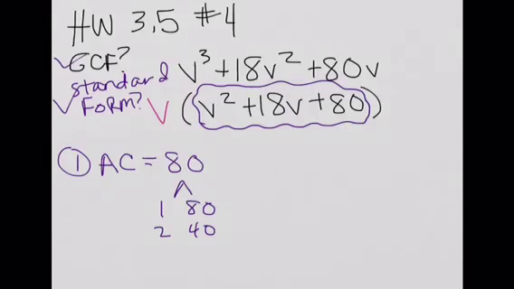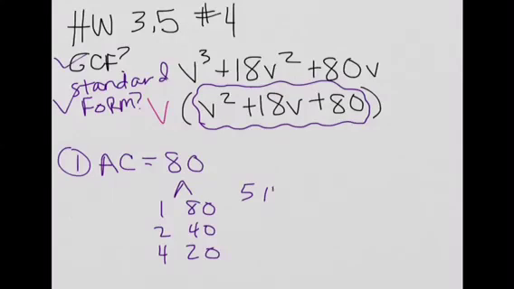2 and 40. Let's see, 3 doesn't go in there. Let's see, 4 does. It should be 4 and 20. And then I could keep going. My brain is not working at the moment. Okay, I end up with 5 and 16. Let's see, can't divide it by 6, can't divide it by 7, 8 and 10, and there might be a few more, but I'm going to stop right there because that's 5 factors. So let's see if any of these work.